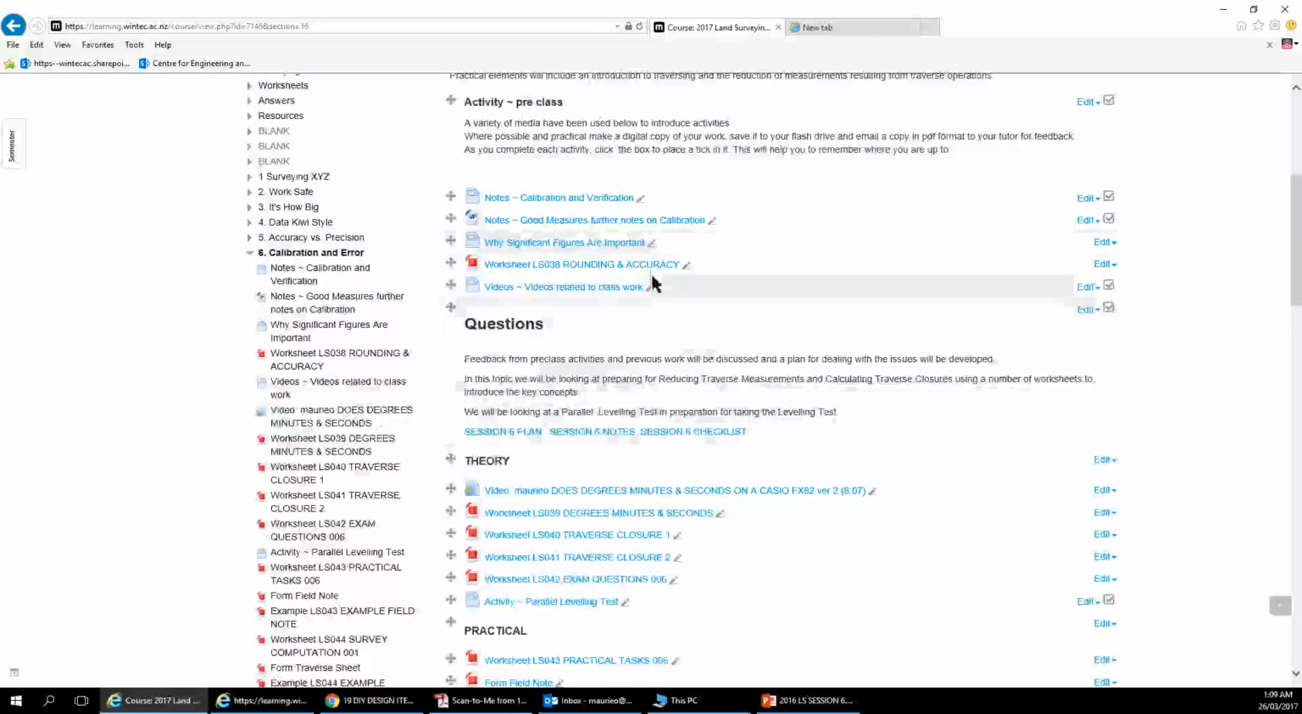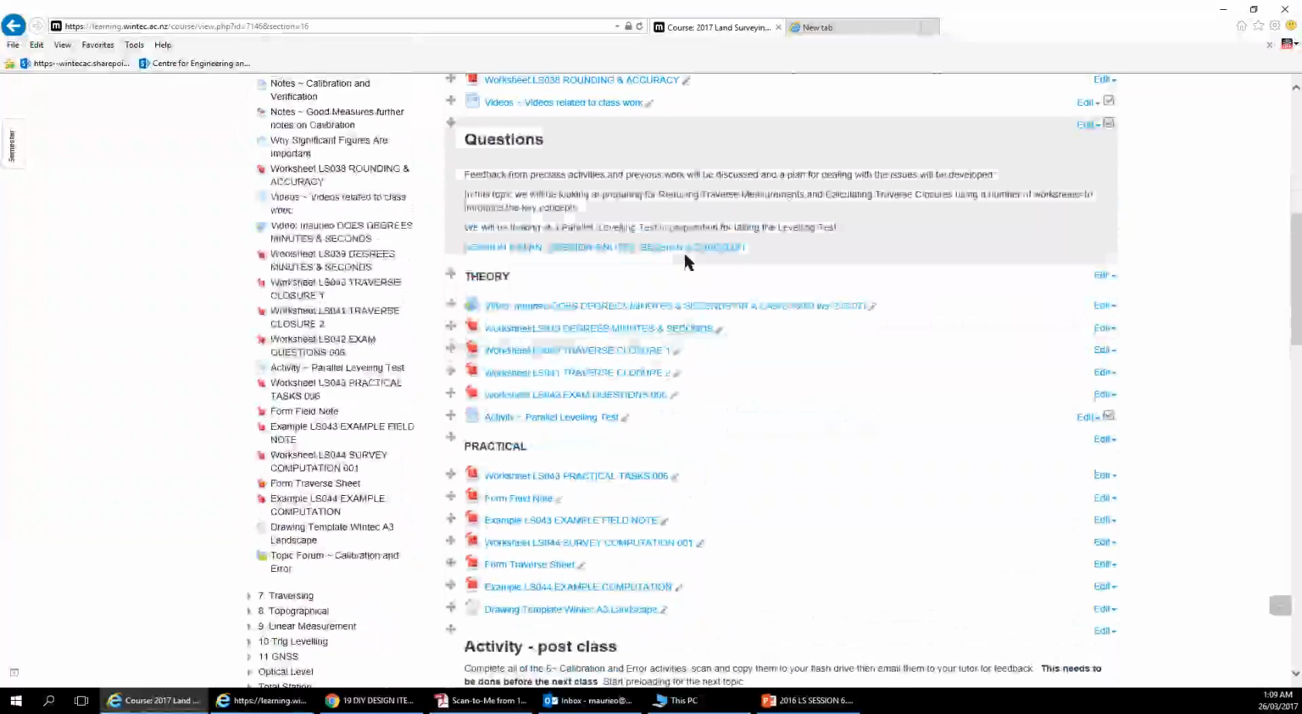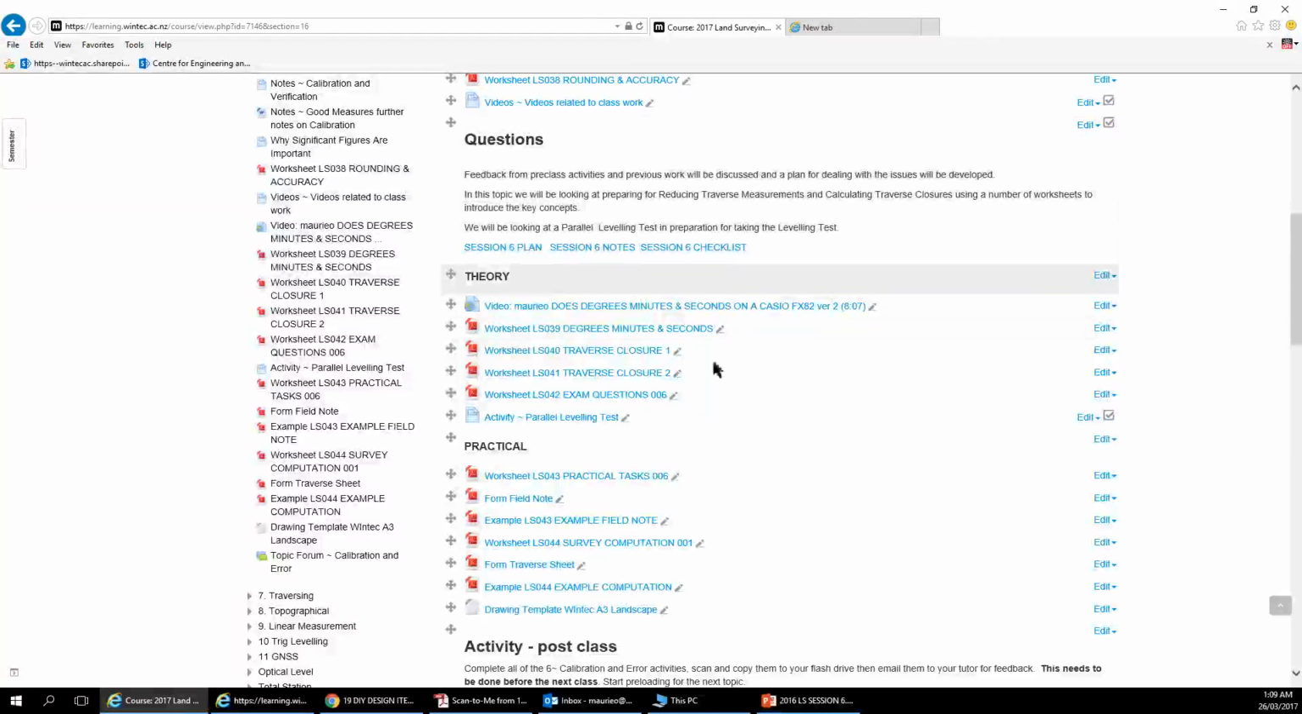Read through the notes, and then there's a worksheet on rounding and accuracy there, just to refresh your memory on that. Then this video here will be located in here somewhere, the introduction to degrees, minutes and seconds, particularly on the FX82. A lot of people have difficulty with this. It's quite a simple concept, but one that people are not generally familiar with.